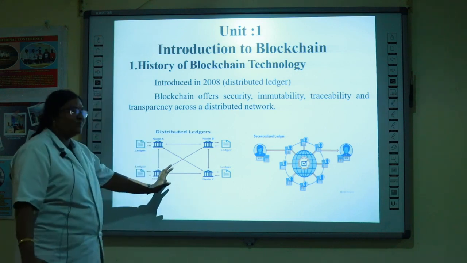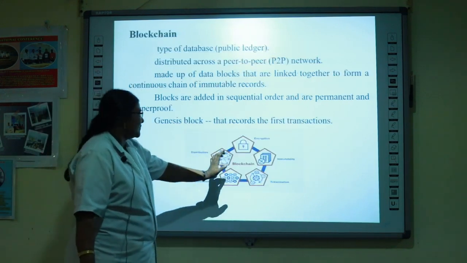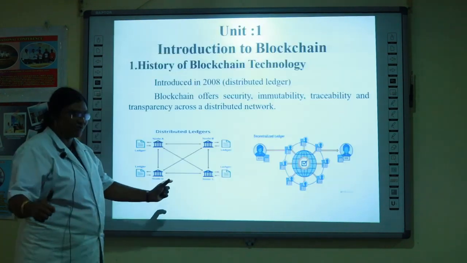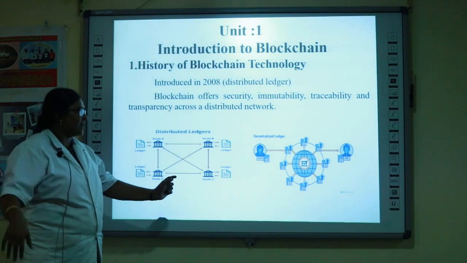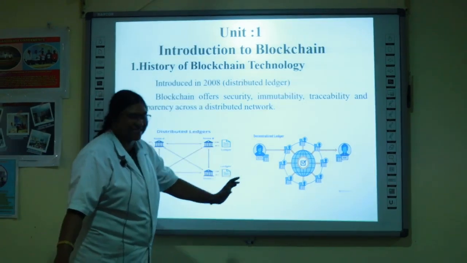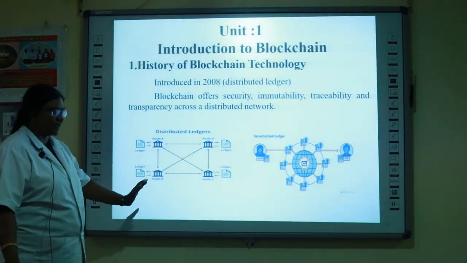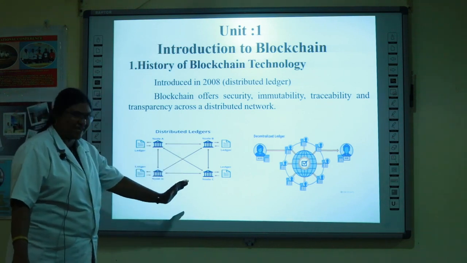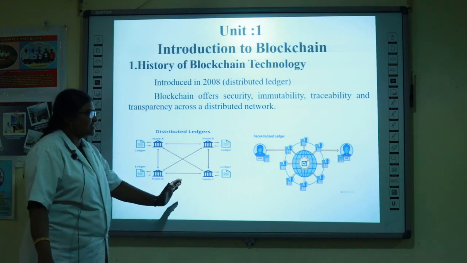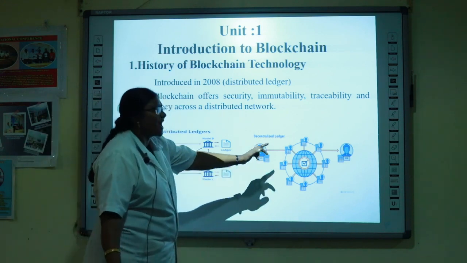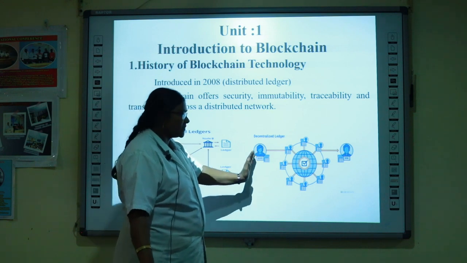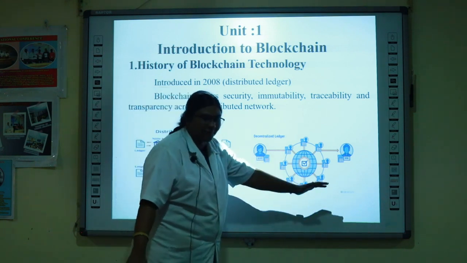So I gave some diagrams for the distributed ledger and decentralization. The left diagram shows a distributed ledger, and the right diagram shows a decentralized ledger. Distributed ledger means a node A wants to transfer information to node C, and it is possible. As well as in decentralization, without a server, the data is going to be transferred from Alice to Bob.